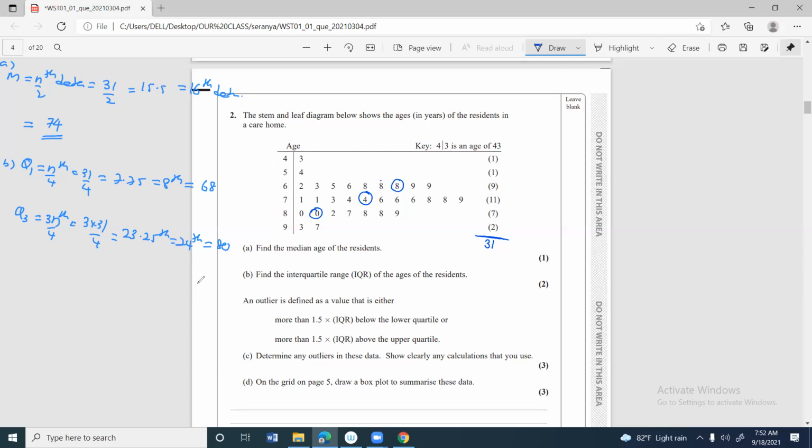Okay. Then the interquartile range, IQR. IQR is Q3 minus Q1. That is 80 minus 68. It turns up to 12. That is the IQR for that.